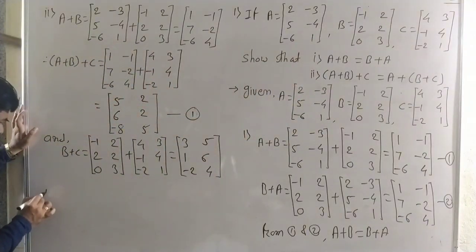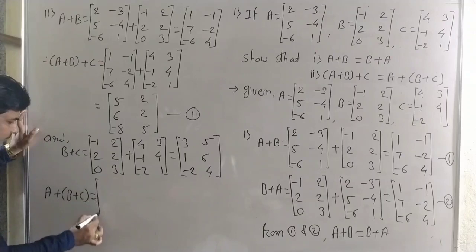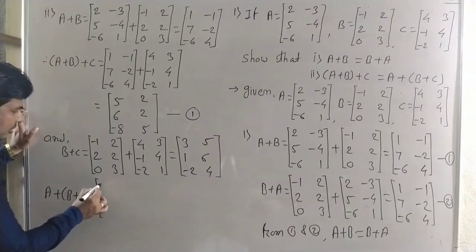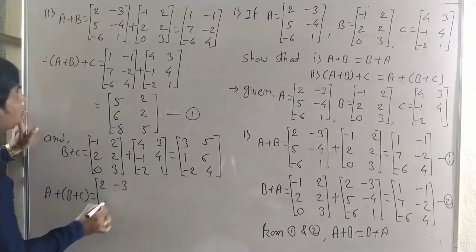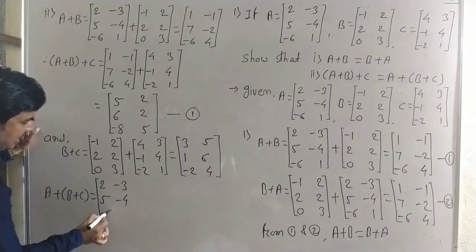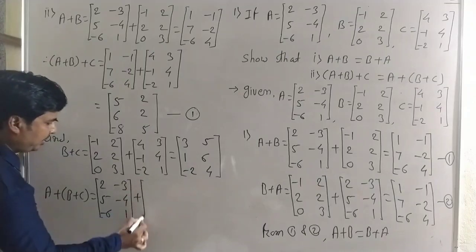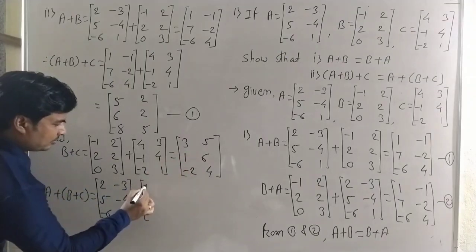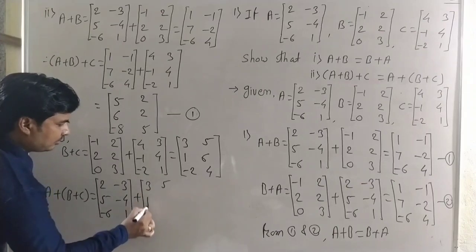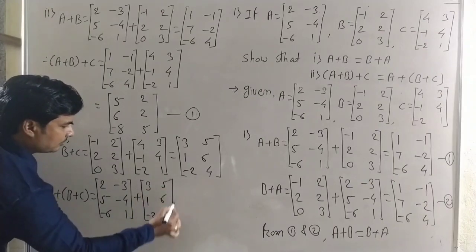Now we can write here A plus B plus C, and that is equal to A. A will be 2 minus 3, 5 minus 4, minus 6, 1, plus B plus C, it is B plus C: 3, 5, 1, 6, minus 2, 4.